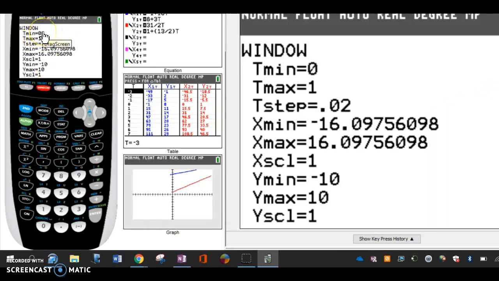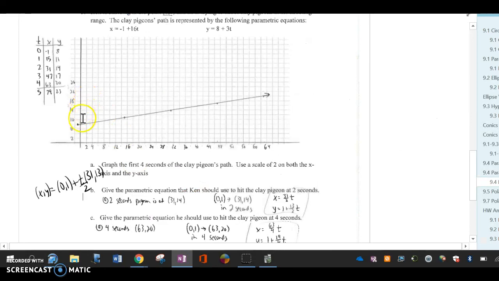First of all, for the t part, t min is 0, that's time 0. If we want them to hit at 2 seconds, we have to change our t max to 2. T step will keep something small again so we can see that. And then we have the x values. Now, as I think about the graph for this one, the x value is going to go maybe back to here, so I can have my -1.